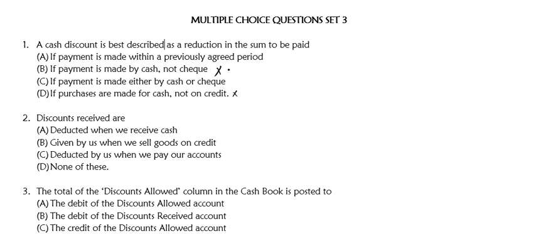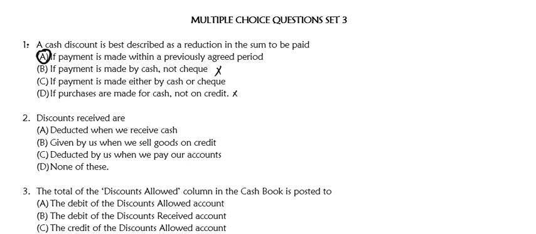Now, what is a cash discount in accounting? A cash discount is an incentive that is always offered by a seller to a buyer for paying an invoice before the scheduled due date. So in this case, a cash discount is best described as a reduction in the sum to be paid if payment is made within a previously agreed period.